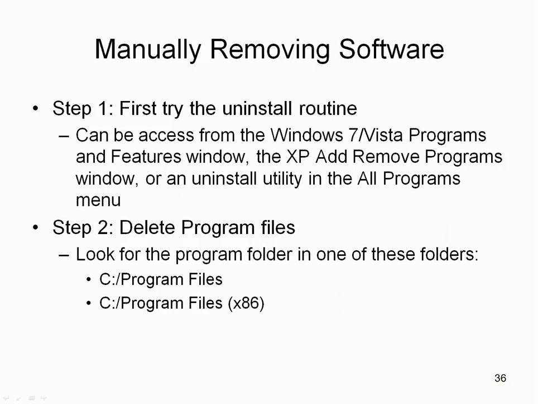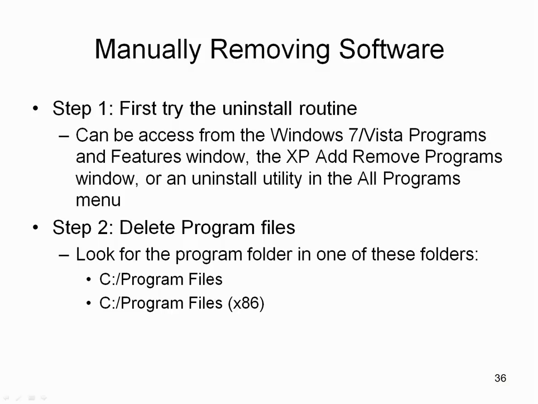Most programs written for Windows have an uninstall routine that can be accessed from the Windows 7 Programs and Features window, or an uninstall utility in the All Programs menu. If the uninstall routine is missing or does not work, the next step is to delete the program folders, and of course, the files in them that contain the software.